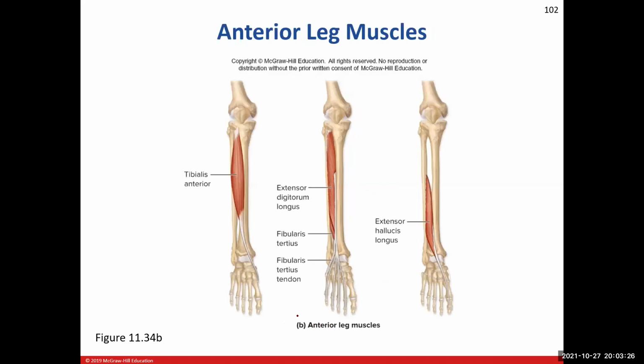All right, so again, this is just showing you some of those anterior leg muscles. Anterior tibialis, extensor digitorum longus. You can see that those tendons are going out to the distal phalanges there. And then extensor hallucis longus, same thing. Its tendon is going out to the distal phalange here of your great toe.